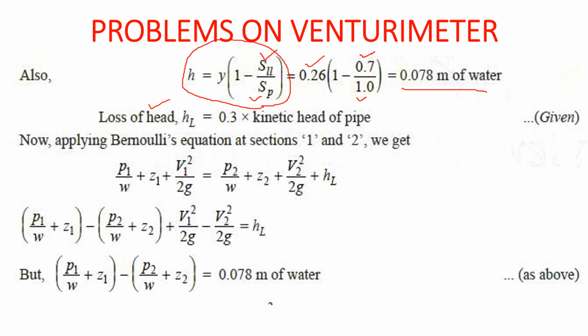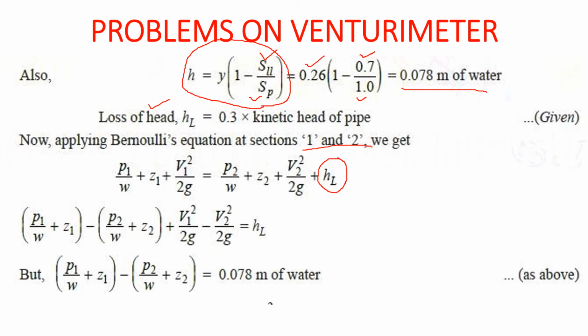So here now, what will we find? We will find these values first. We are just applying Bernoulli's equation at sections 1 and 2. This is for the real liquid, which means we have to consider the head losses. So applying Bernoulli's equation at sections 1 and 2, we get P1 by W plus Z1 plus V1 square by 2G is equal to P2 by W plus Z2 plus V2 square by 2G plus this HL value, so that it becomes a head loss. So this is the real fluid equation.